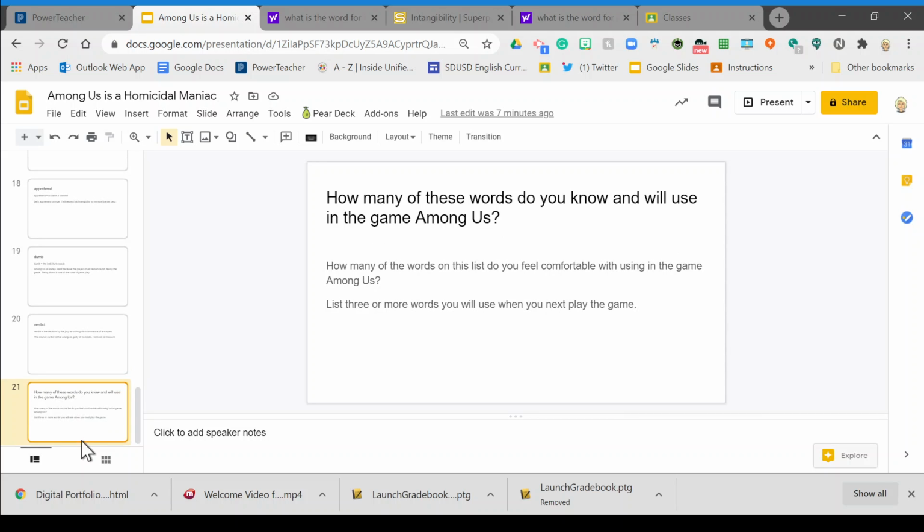How many of these words do you know and will use in the game Among Us? How many of the words on this list do you feel comfortable with using in the game Among Us? List 3 or more words you will use when next you play the game.